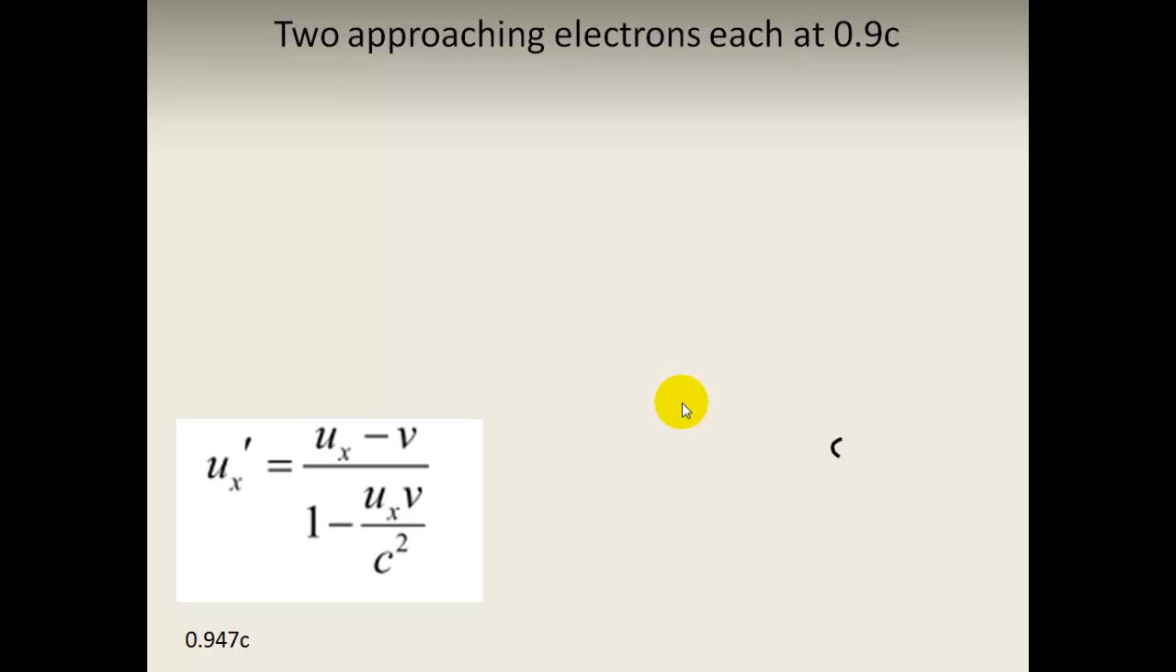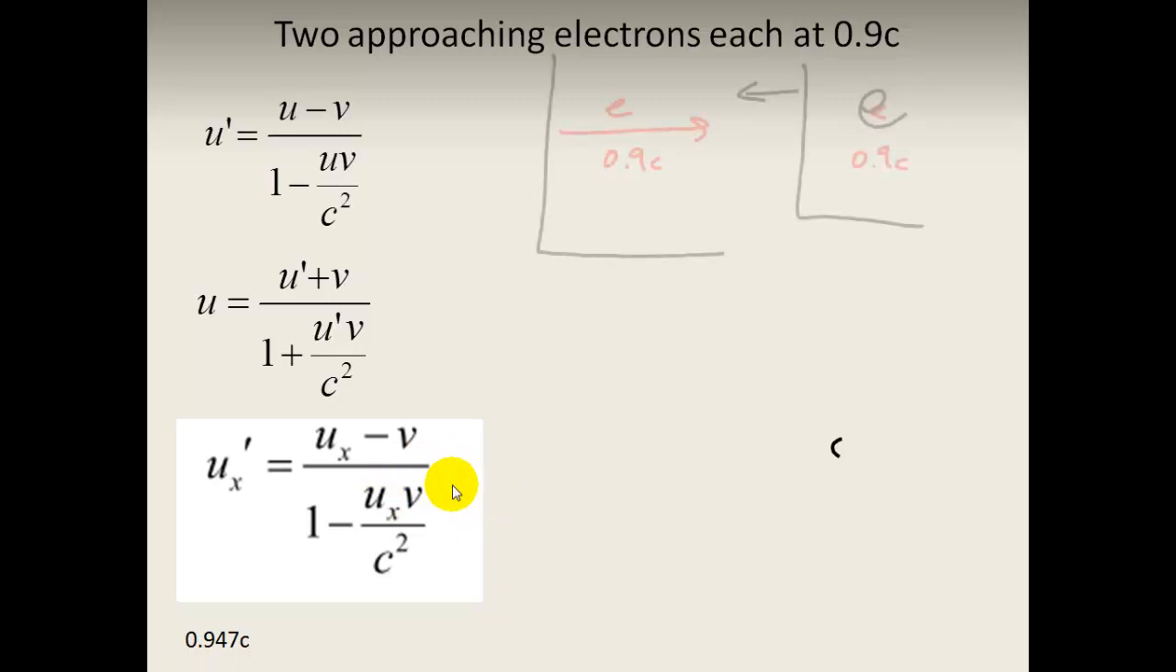An example: two approaching electrons, each travelling at 0.9c. So which equation do we use? We would use the second one here. So we have this frame of reference. The first electron is travelling at 0.9c to the right. The frame of reference of the static electron, the second frame of reference, is moving to the left at 0.9c. So we have to take the view of our electron from the other frame of reference.